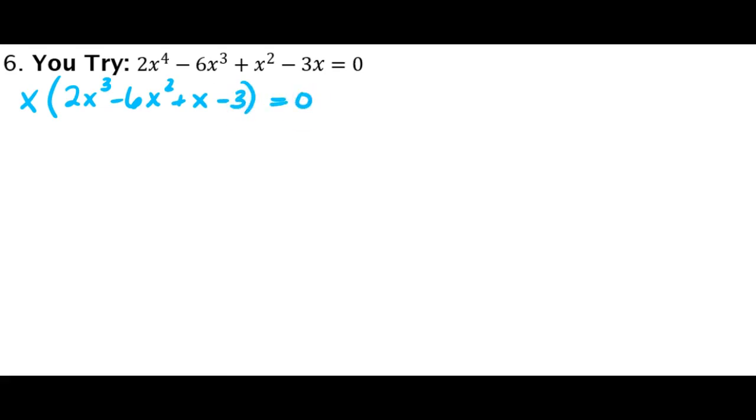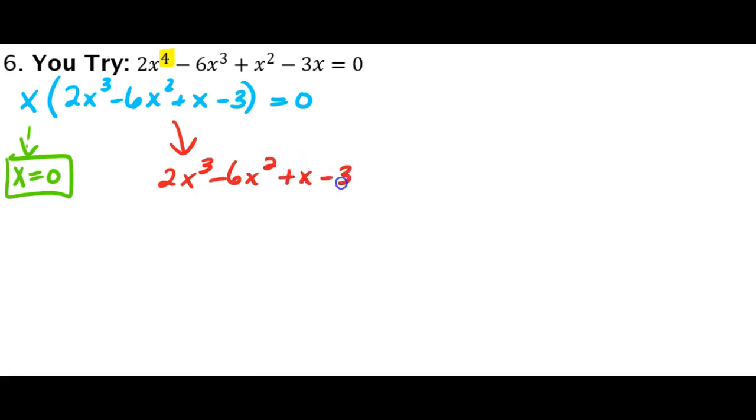So I know that I'm going to have 4 answers in this problem because of this exponent up here, and I'm already done with one of them. I know that this right here, if I set it equal to 0, is one of my solutions. And the other 3 are going to come from what's written here in light blue. So I'm going to copy that down: 2x cubed minus 6x squared plus x minus 3.